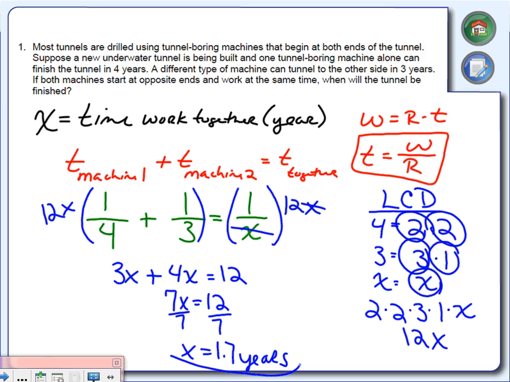years. So what we're saying here is that if both of these machines are going at the same time, it should only take about a year, actually a little over a year and a half, 1.7. That would be just a little over a year and a half. So they can get it done a lot faster if we got both machines working at the same time. So there's the first one, 1.7 years.